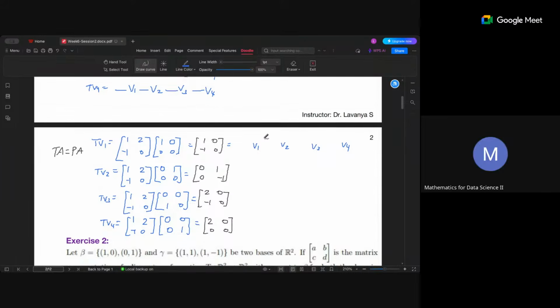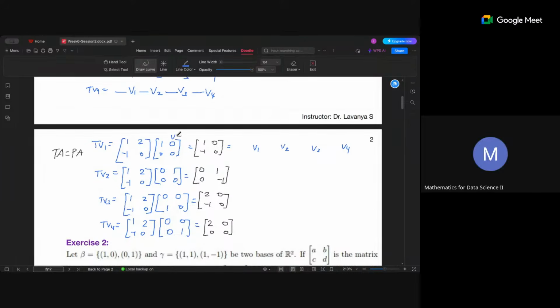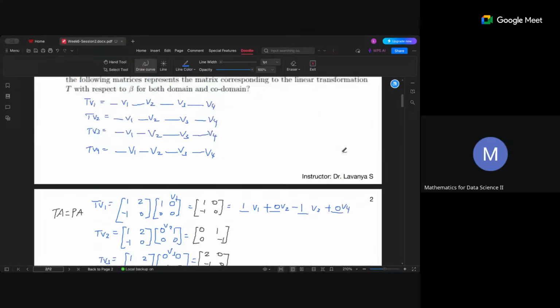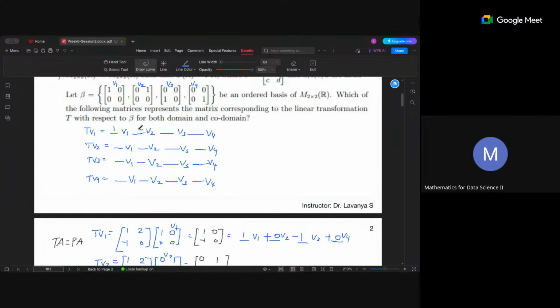So remember what is your V1, V2? This is your V1, V2, V3, V4. So it is very straightforward again because this is the standard basis again. So what are the coefficients? 1, 0, 0, minus 1, 0. Okay. Let me write the answers here so that we can write the matrix directly.